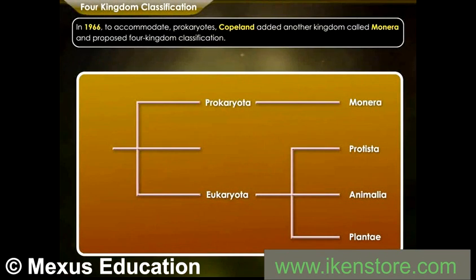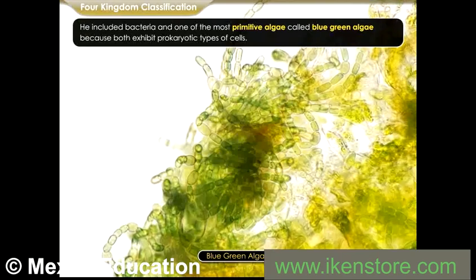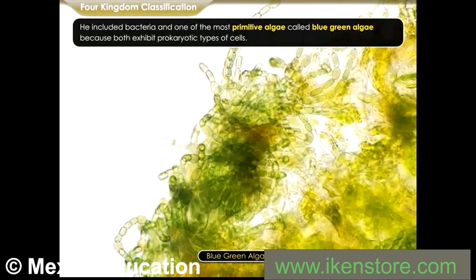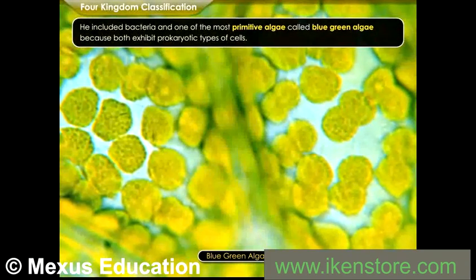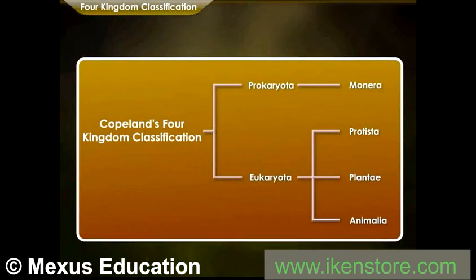In 1966, to accommodate prokaryotes, Copeland added another kingdom called Monera and proposed 4-kingdom classification. He included bacteria and one of the most primitive algae called blue-green algae because both exhibit prokaryotic types of cells. The 4 kingdoms introduced by Copeland are Monera, Protista, Plantae and Animalia.